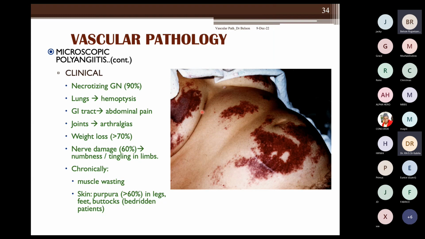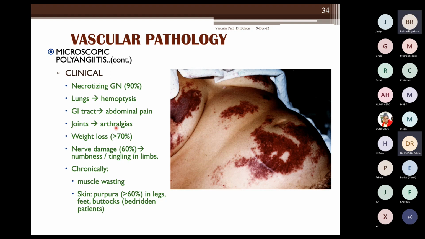So clinically there will be necrotizing glomerulonephritis, and we understand the consequences on the kidney. If it affects the lungs, there will be hemoptysis, which is coughing up blood, while vomiting blood is hematemesis. So hematemesis and hemoptysis are different things.